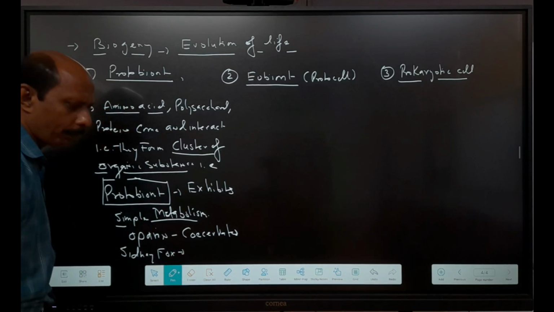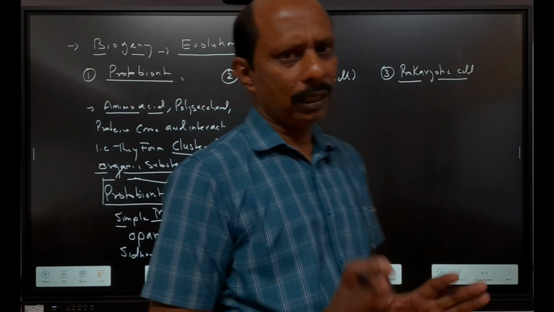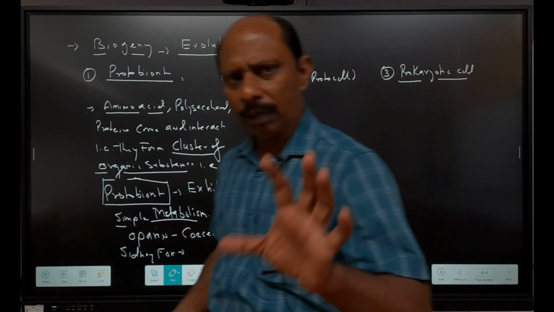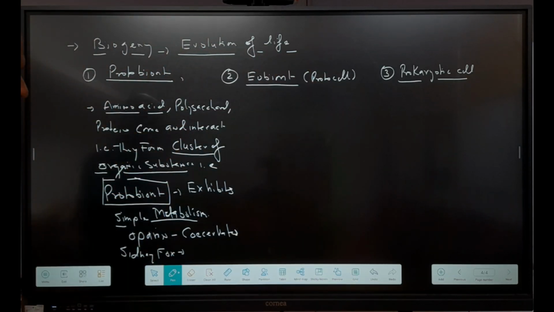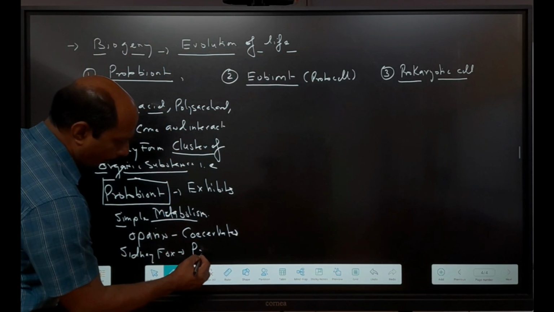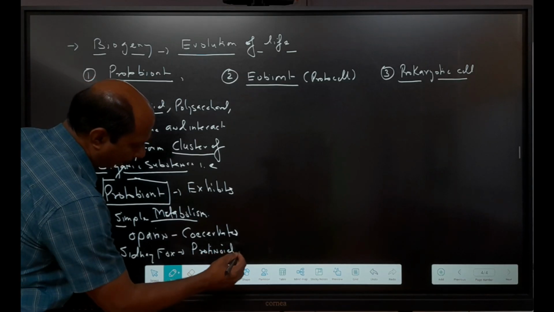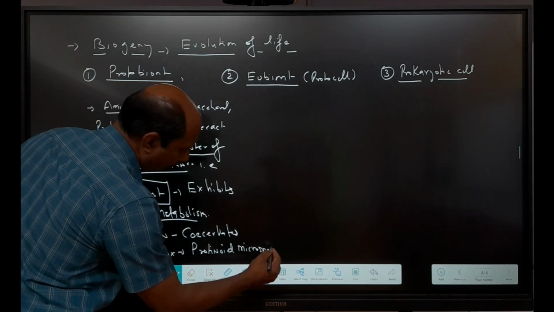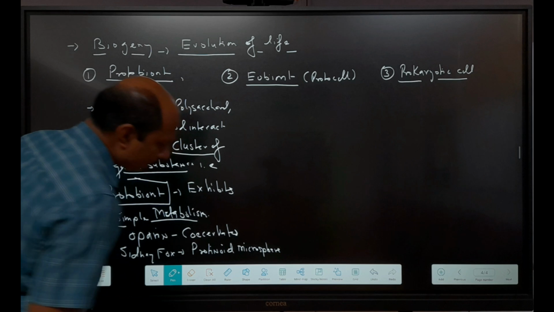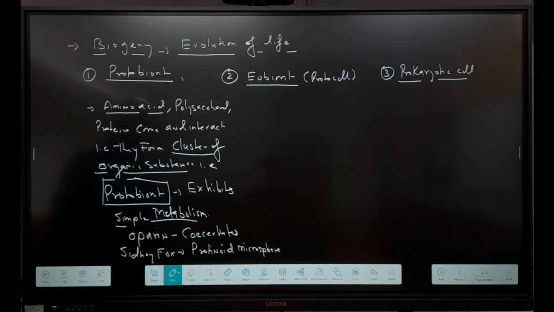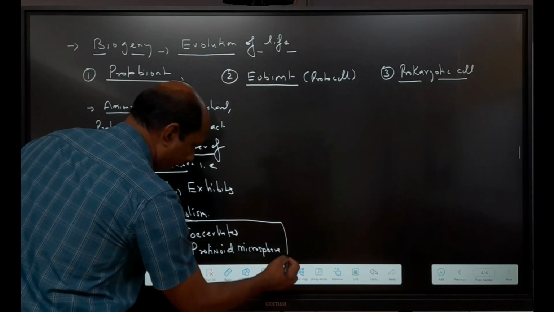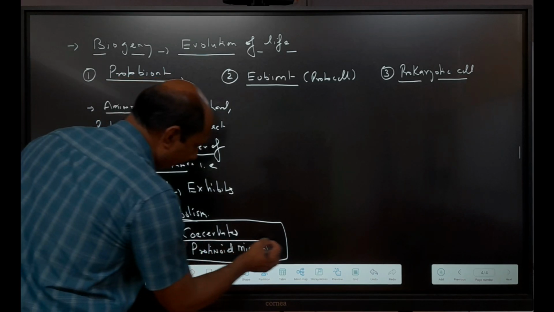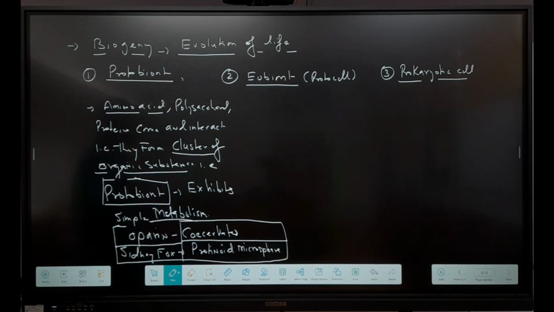Coacervates means the lipid layer is absent, lipid coating is absent. But microspheres are protein bodies covered by a lipid coating. They are called proteinoids, proteinoid microspheres. Spherical structures, so they are called microspheres. Sidney Fox and Oparin proved the formation of protobionts, right?